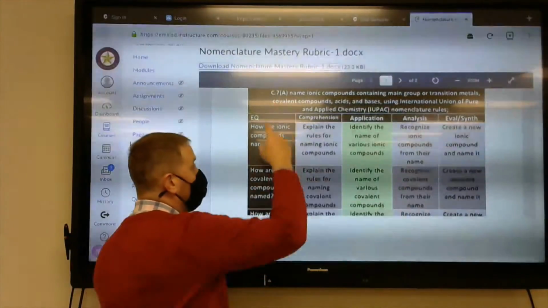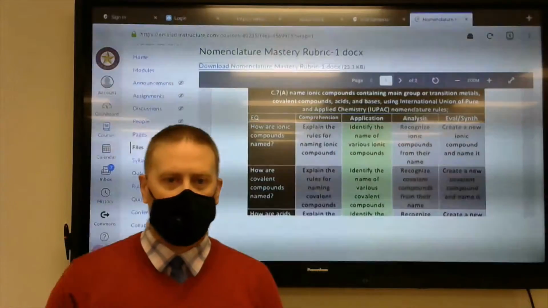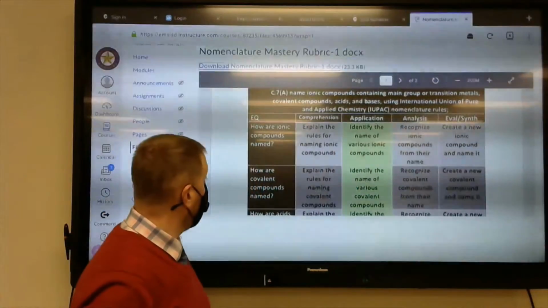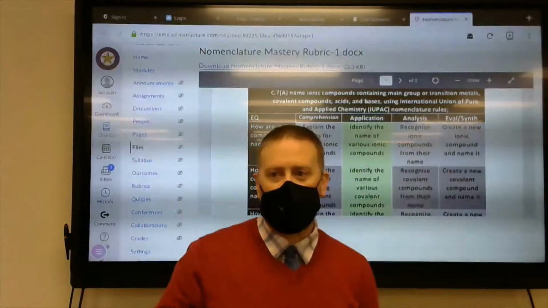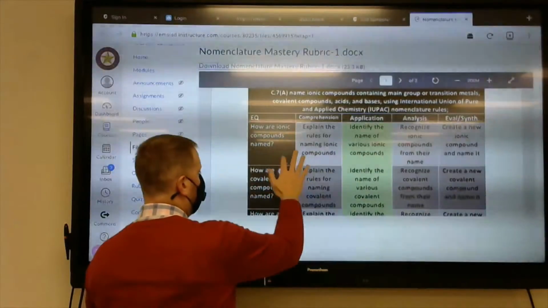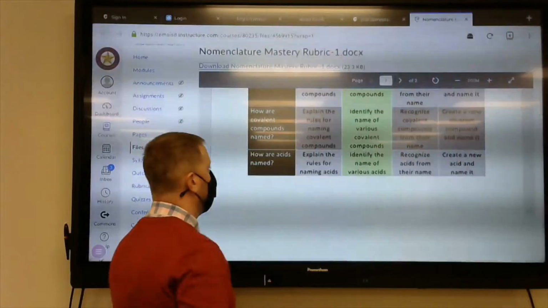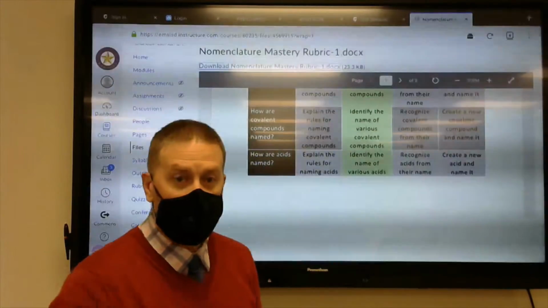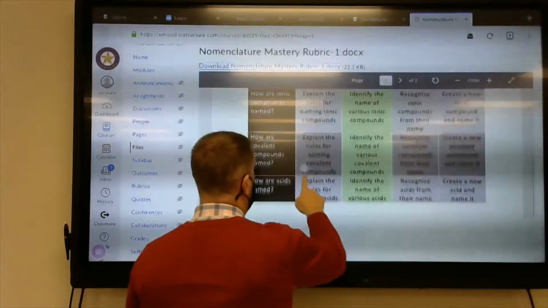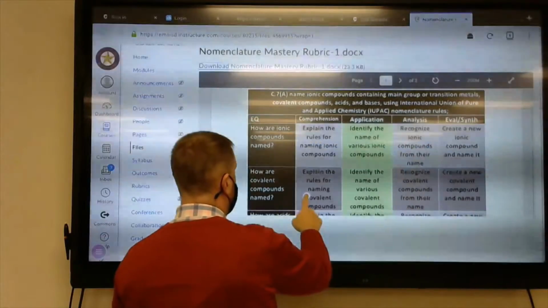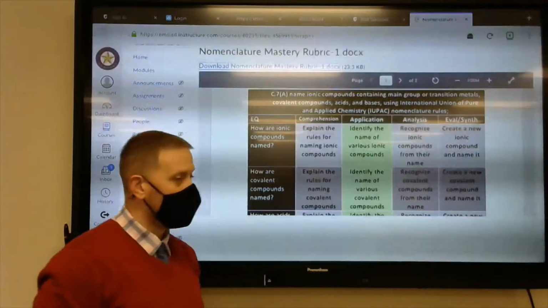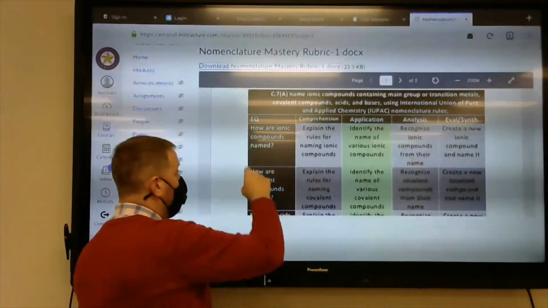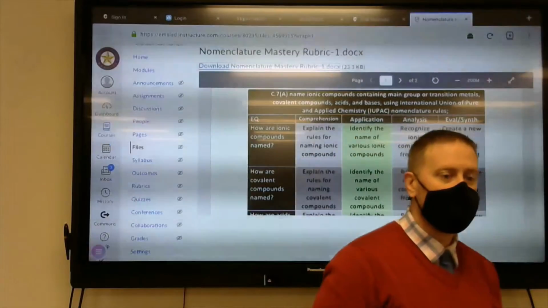The essential questions are basically basic questions that relate to the topic. So this first one is naming ionic compounds. And the essential questions are, how are ionic compounds named? How are covalent compounds named? And how are acids named? Those are the three essential questions for this state standard. So we'll look at that first one. How are ionic compounds named?